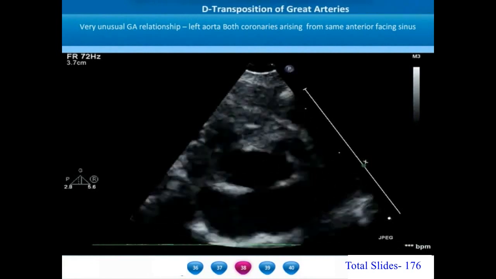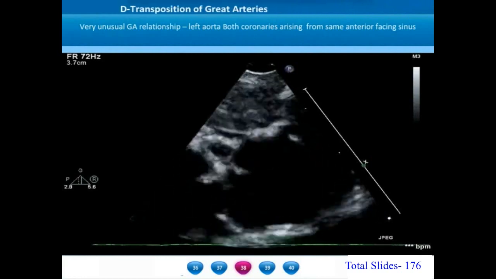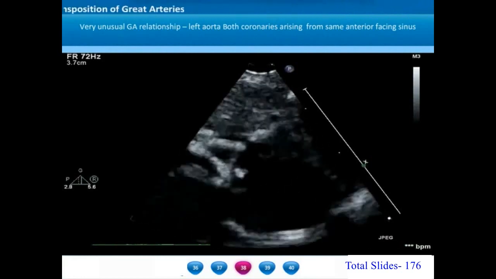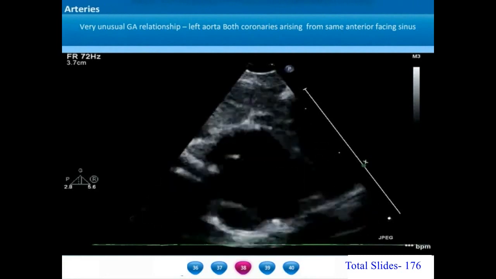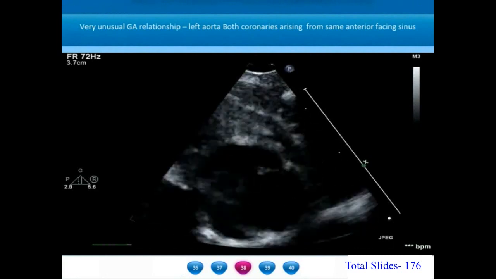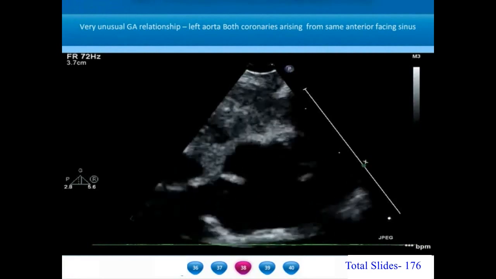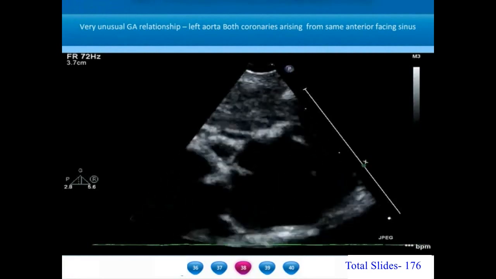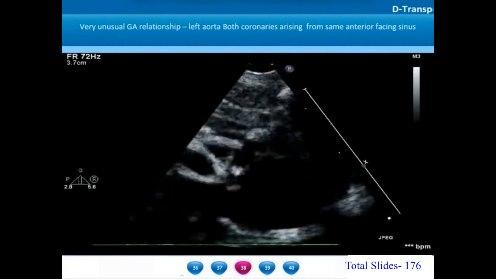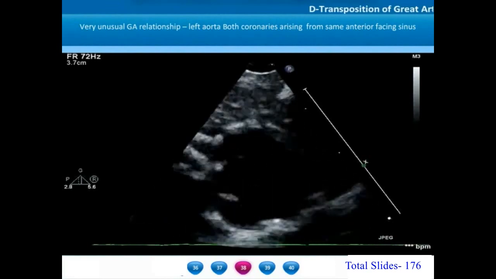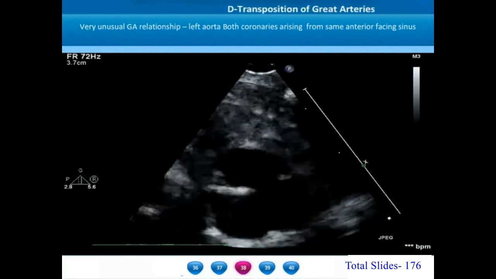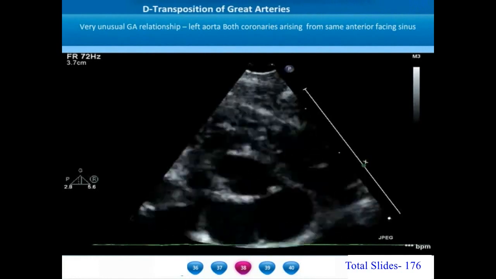The aortic root is shown in the center of this magnified view, giving off the coronary arteries. And we can notice that the pulmonary root is located to the right and the aortic root is located to the left. A side-by-side great artery relationship with the aorta to the left of the pulmonary artery is extremely unusual in TGA.